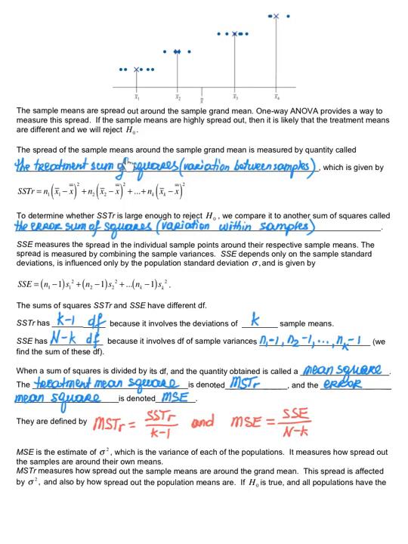The spread of the sample means around the sample grand mean is measured by a quantity called the treatment sum of squares, or in other words, the variation between the samples. This variation between samples, abbreviated as SSTR, is computed using the following formula. First, we find the difference between each individual sample mean and the grand mean. Then we square that difference and multiply this square by the sample size of this particular sample.